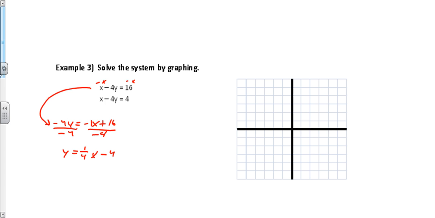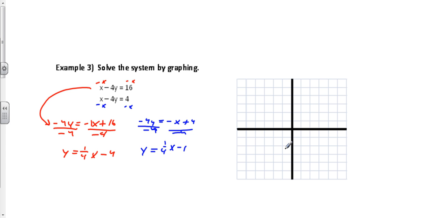That's one equation. Next one, we get now -4y equals -x plus 4. Divide by -4. And y equals, again, +1/4 x minus 1. Alright, so let's graph them.